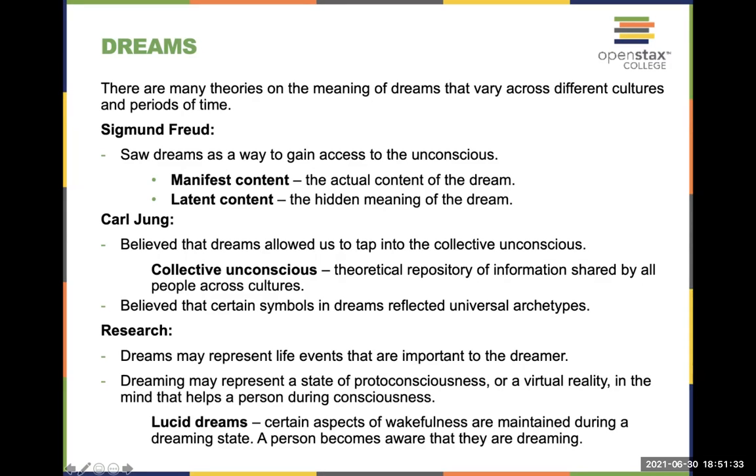And Carl Jung believed that dreams allowed us to tap into what he called the collective unconscious. And for him, the collective unconscious was basically a repository of information that we all share, regardless of our culture, right? He believed that certain symbols in dreams reflected certain universal archetypes, like the hero, for example. There's a lot of cross-cultural similarities, he would say.